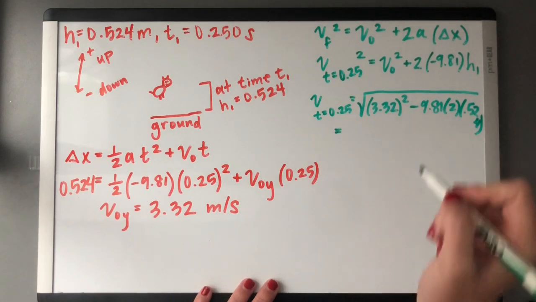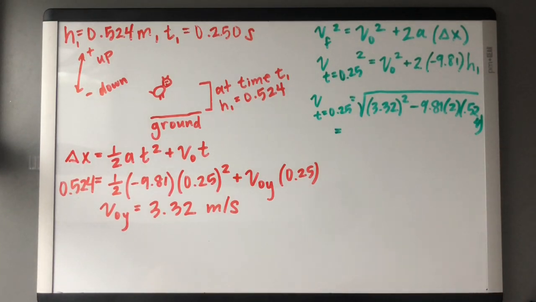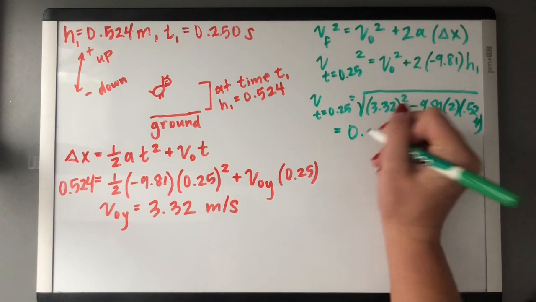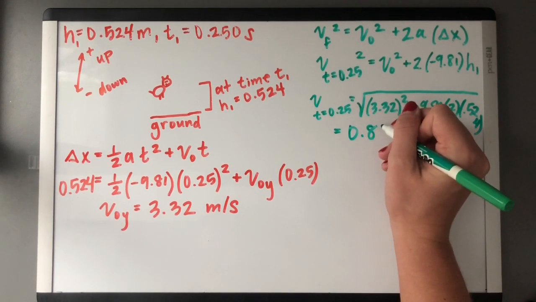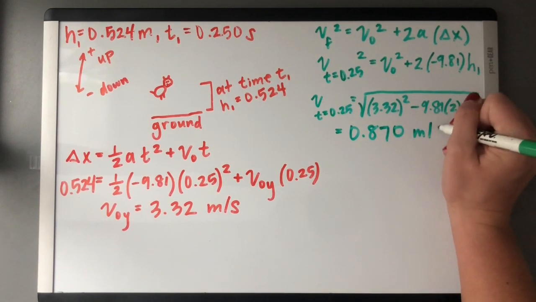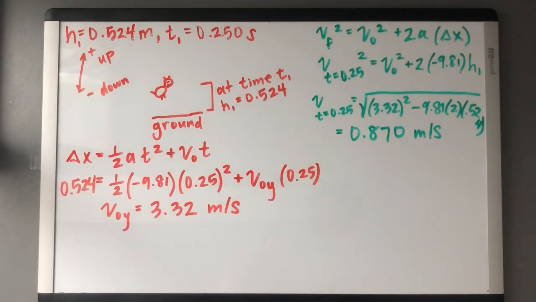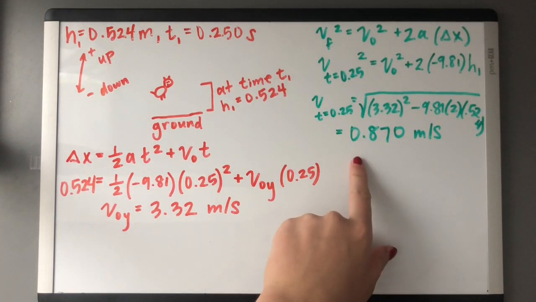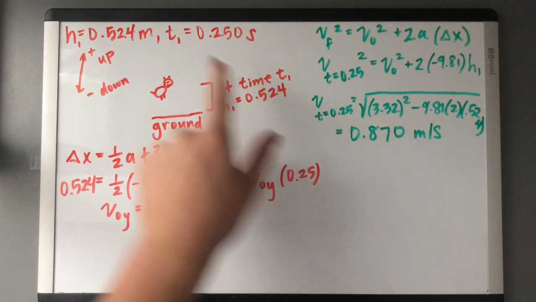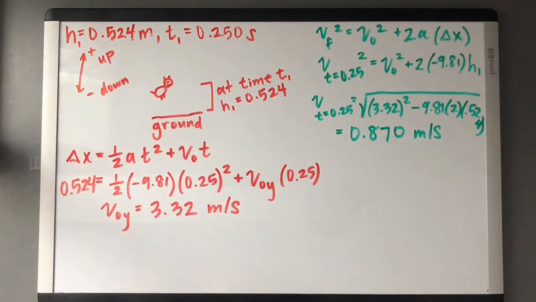And then when we plug this into the calculator, we get a value of 0.870 when we round it for sig figs. And after solving for the velocity at time equals 0.25 seconds, or time 1, or when the armadillo is at a height of 0.524 meters, we're going to go ahead and move on to the third part of the problem, which asks how much higher does it go.